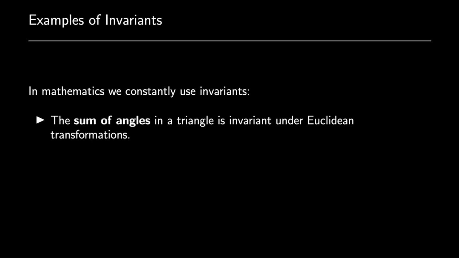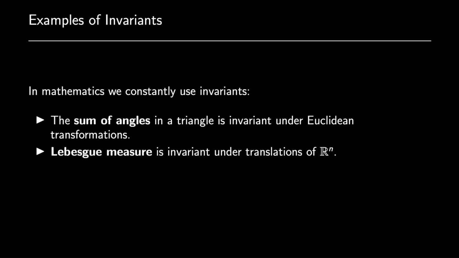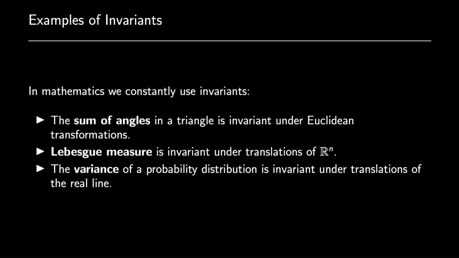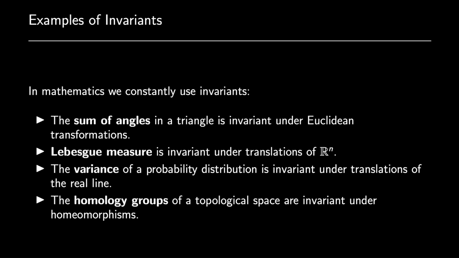We constantly use invariants in mathematics. For example, the sum of the angles in a triangle is invariant under Euclidean transformations. The Lebesgue measure is invariant under translations in R^n. The variance of a probability distribution is invariant under translations of the real line, and the homology groups of a topological space are invariant under homeomorphisms.